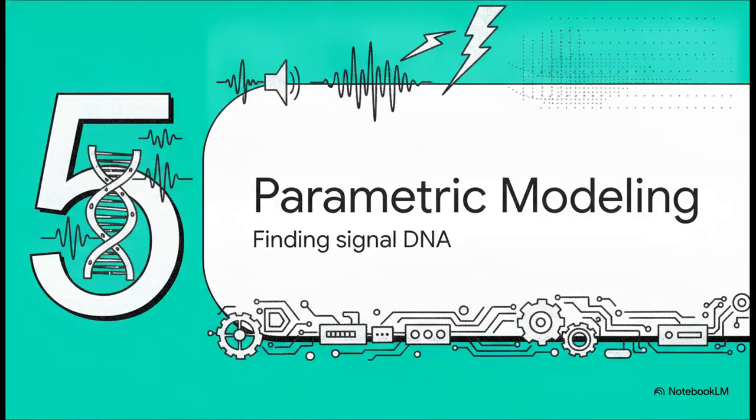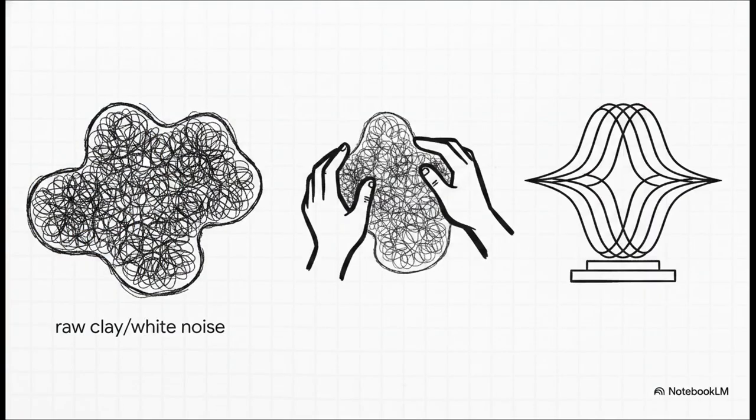Finally, we reach Section 5, Parametric Modeling. This is where we learn to find the literal DNA of the signal. Okay, so far we've talked a lot about analyzing and filtering random signals. But what if we want to play creator? What if we actually want to synthesize our own specific random signals from scratch?